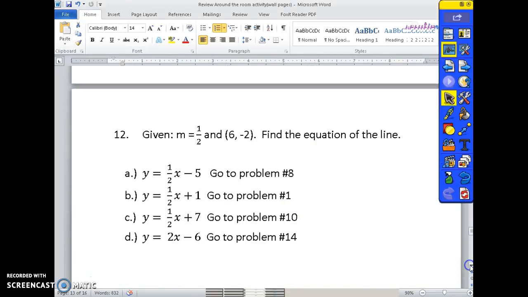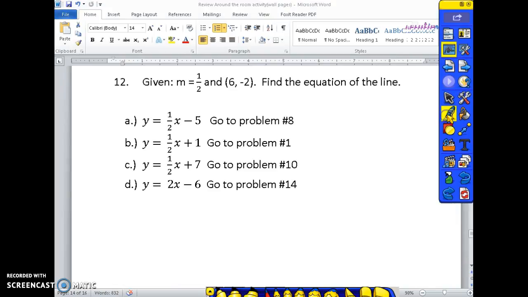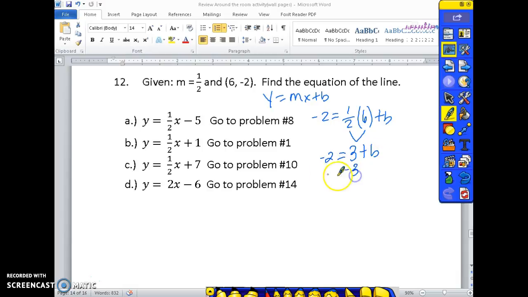Problem 12 says, given a slope and a point, find the equation of the line. I'm just going to plug all of these numbers into y equals mx plus b until b is the only variable I have left. -2 is my y, 1/2 is my slope, 6 is my x, half of 6 is 3, bring everything else down. To get b by itself, I have to do the inverse operation. -2 minus 3 is additive inverse. That gives me -5. So my equation is y equals 1/2 x minus 5, which is A. Now we are on problem 8.